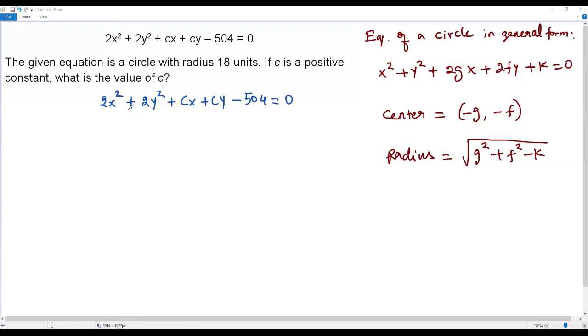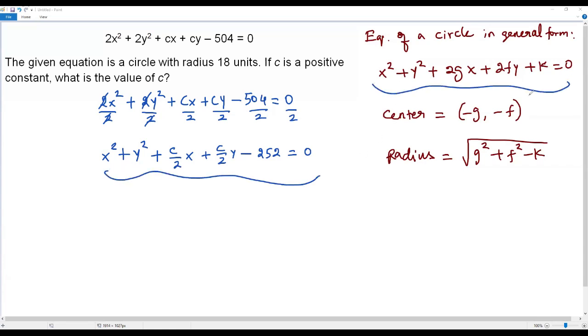To make the coefficient of x² and y² as 1, I have to divide everything by 2 in this equation. So let me divide each term by 2. Here the 2 will cancel, here the 2 will cancel, and I'm getting x² + y² + (c/2)x + (c/2)y. When I divide 5/4 by 2, I'm getting 5/8, and 0 divided by 2 is just 0. Now this equation is exactly in general form.